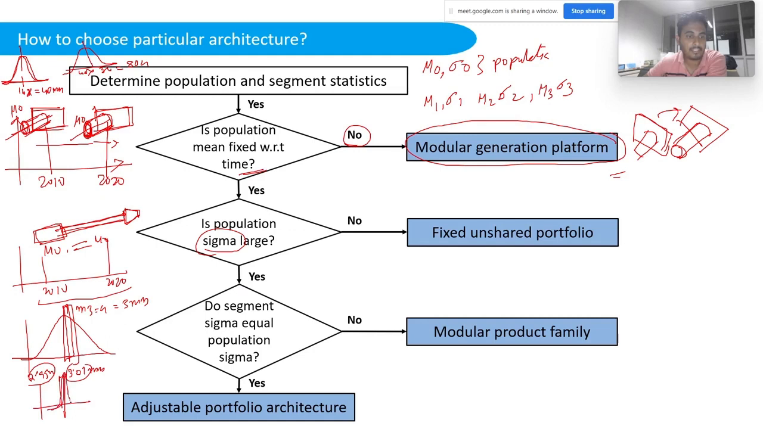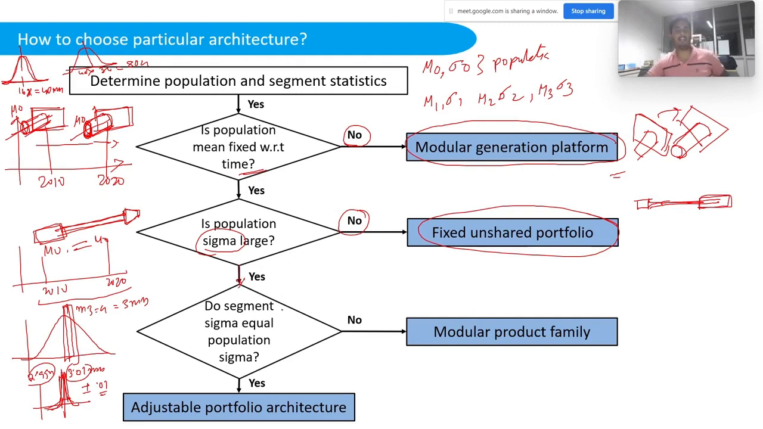We have a very steep bell curve, where the deviation is almost negligible, like plus or minus 0.01 is the standard deviation, and the mean is 3 mm. So is the sigma large? No, there is not much variation. Then we can go for a fixed and unshared portfolio. That means we fix a particular design and will not change it across various products. Clear?